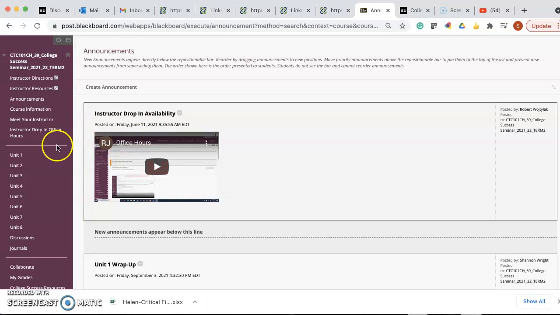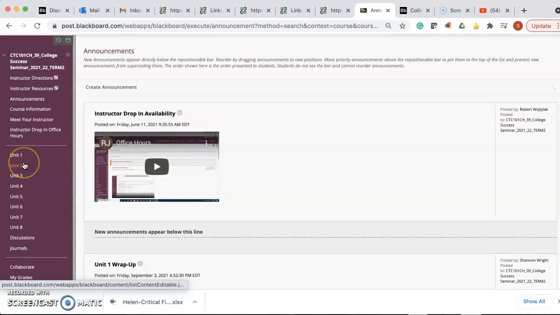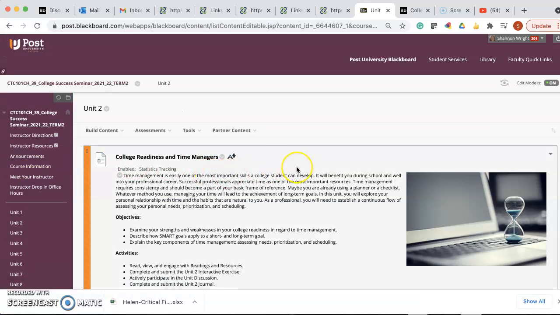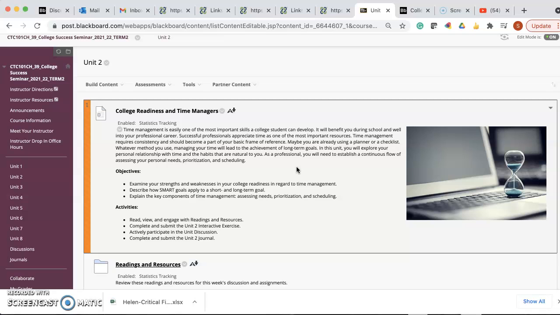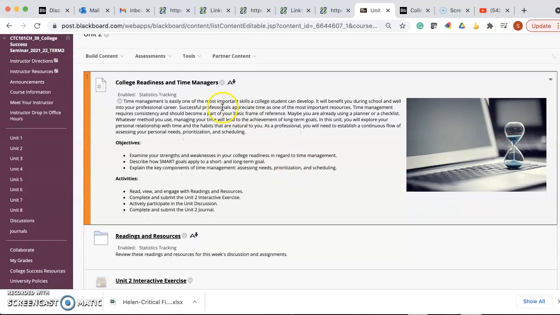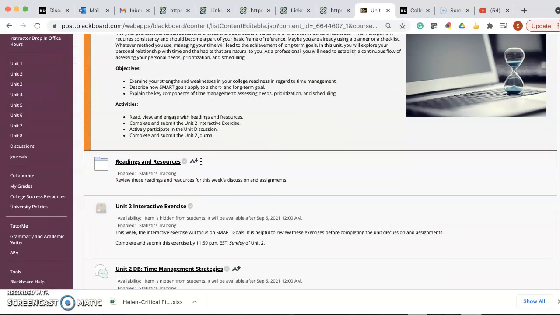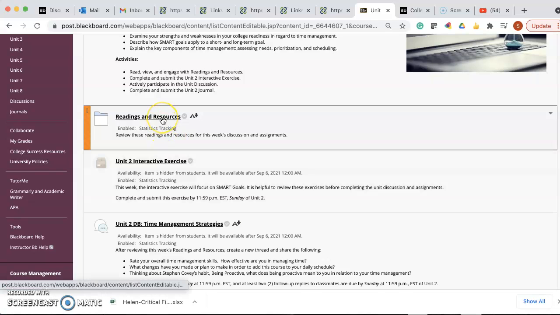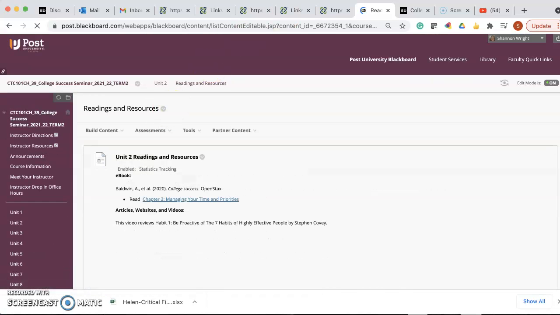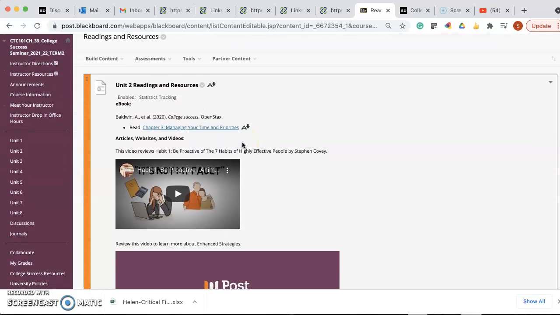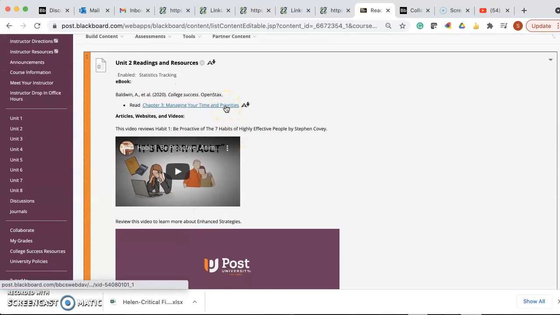So this week, we're going to be discussing time management, and I'm here on the left-hand side of the Blackboard menu going to click on Unit 2. If you click on Unit 2, immediately it will take you to a page that gives you the objectives for the unit. Right here, I'm reading under College Readiness and Time Managers. So this gives you the objectives and the activities for the week. There's also a link to your readings and resources right here. If you click on it, it will take you to the link for our textbook right here.